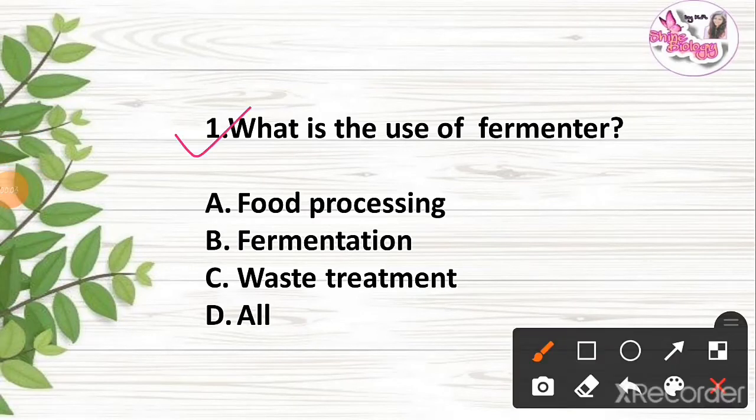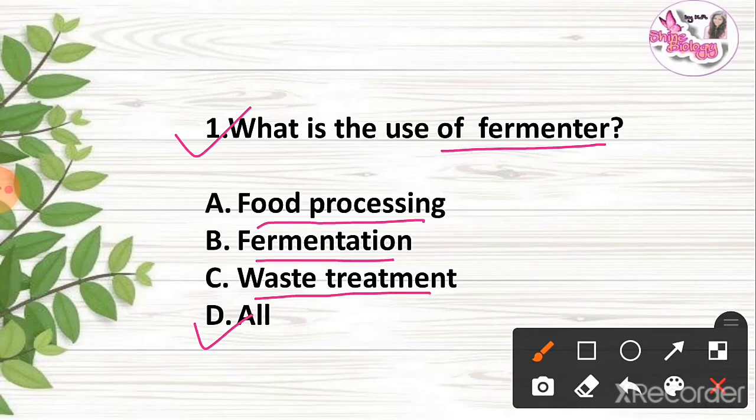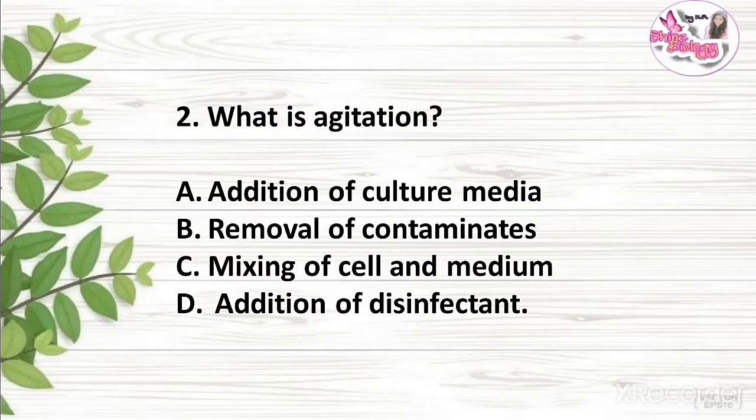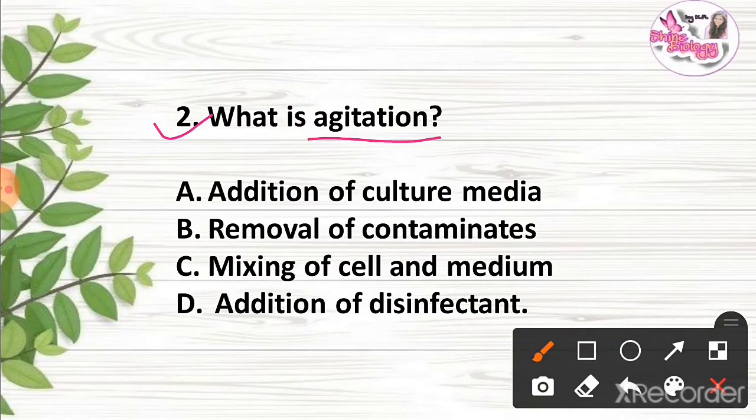Question 1. What is the use of fermenter? The correct answer is option D, all. Food processing, fermentation and waste treatment. Question 2. What is agitation? The correct answer is option C, mixing of cell and medium.